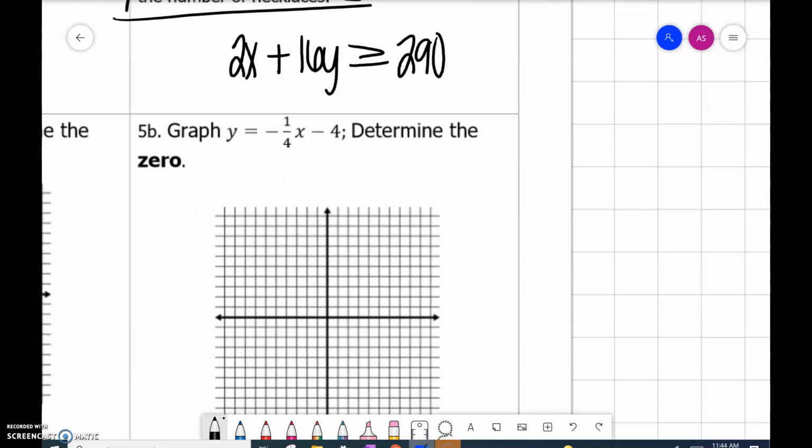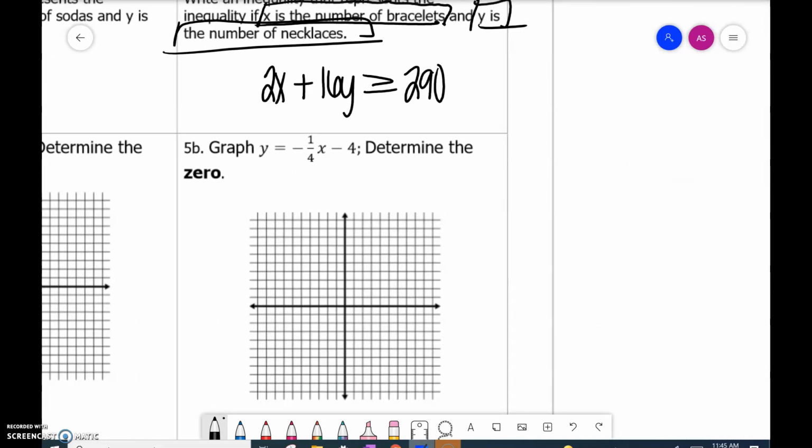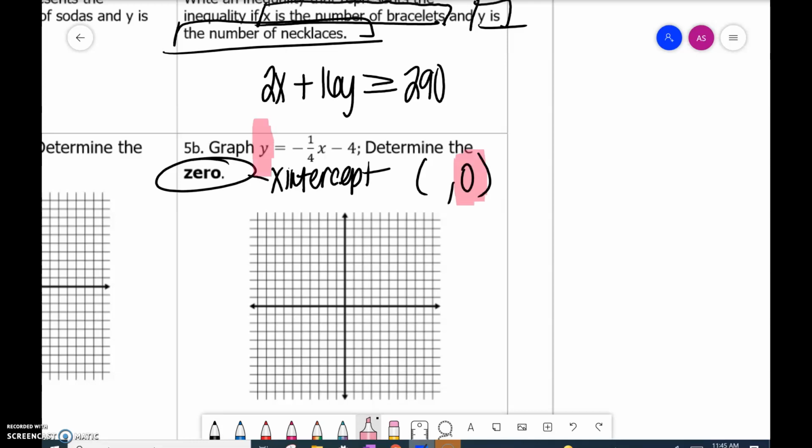All right. Next one says graph the equation and determine the zero. So keyword here, you want to make sure that you know that a zero is just an x-intercept. Okay, that's the key part in getting that question correct. Also, when you have an x-intercept, y is going to be 0. So one thing you can do is set your equation equal to 0 for y and then solve for x. So I'm going to do that. I'm going to have that 0 is equal to -1/4x minus 4. I'm going to add 1/4 x to both sides.